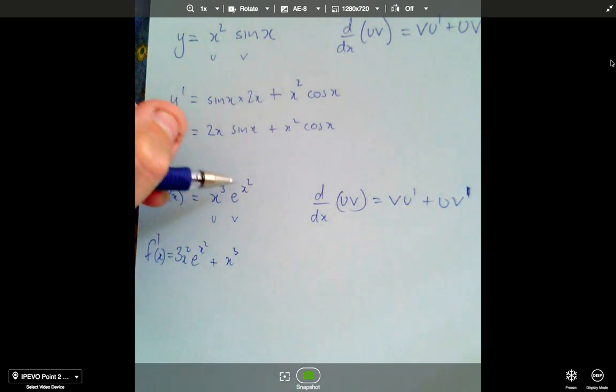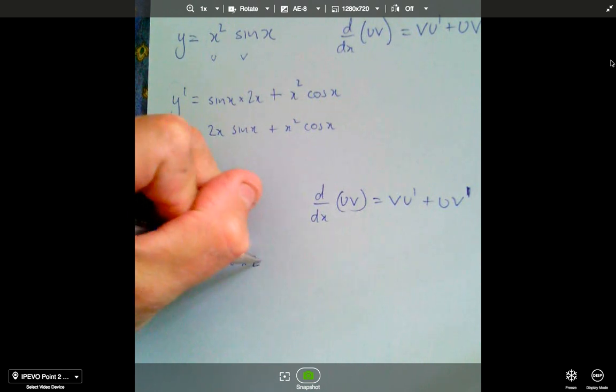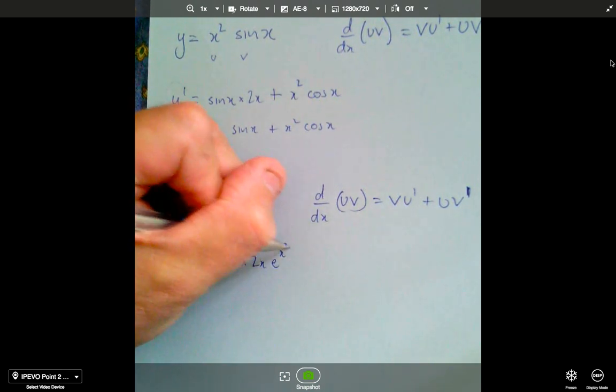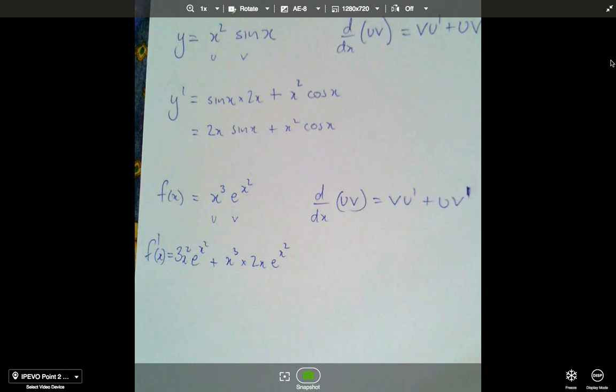How do we do exponentials? We take the derivative of x squared, which is 2x e to the x squared. Then we write it again.